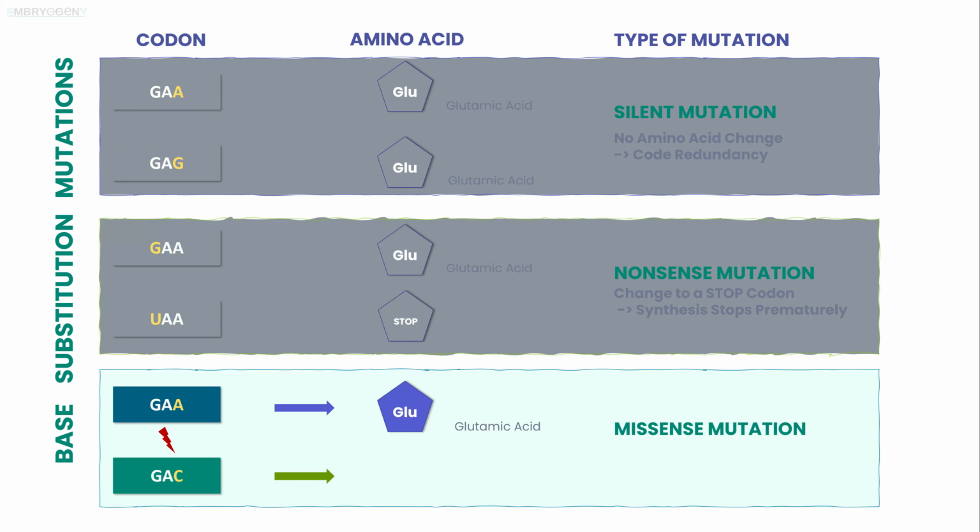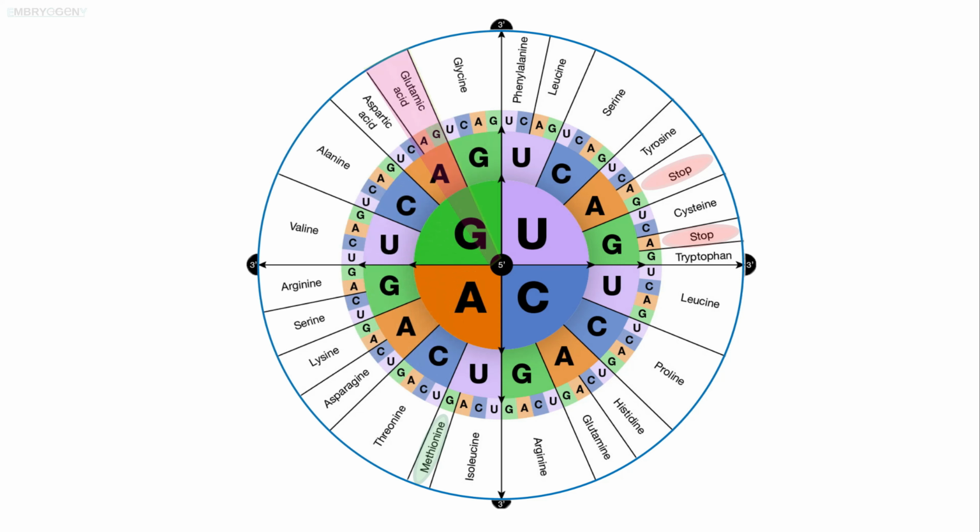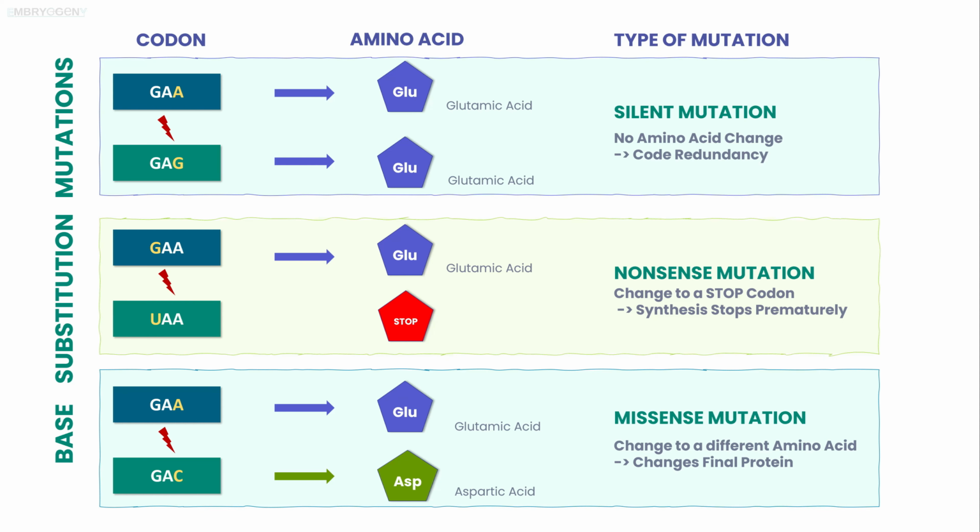The third possibility is changing a GAA to a GAC in the codon. Let us see the impact of the change. As you can see, GAA codes for glutamic acid, whereas GAC codes for aspartic acid. This would completely change the amino acid that is translated from glutamic acid to aspartic acid, and hence this is termed as missense mutation. This leads to a change in the final protein.